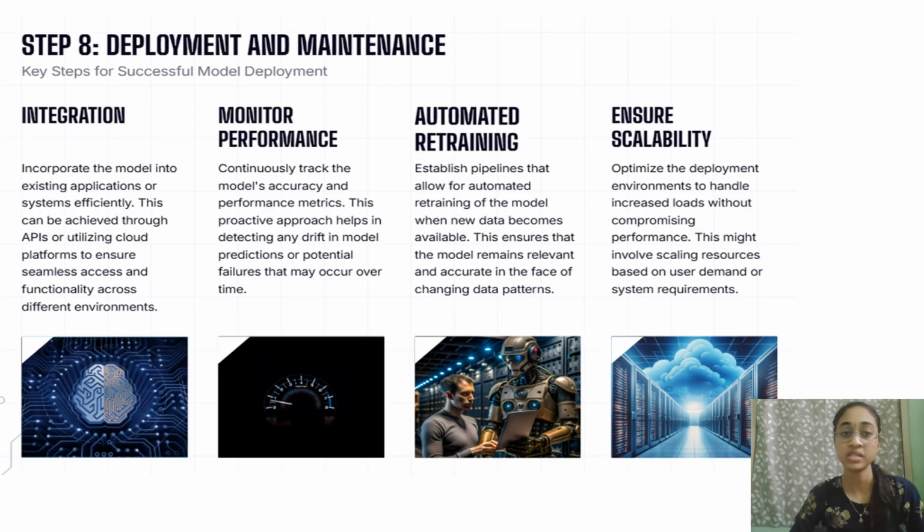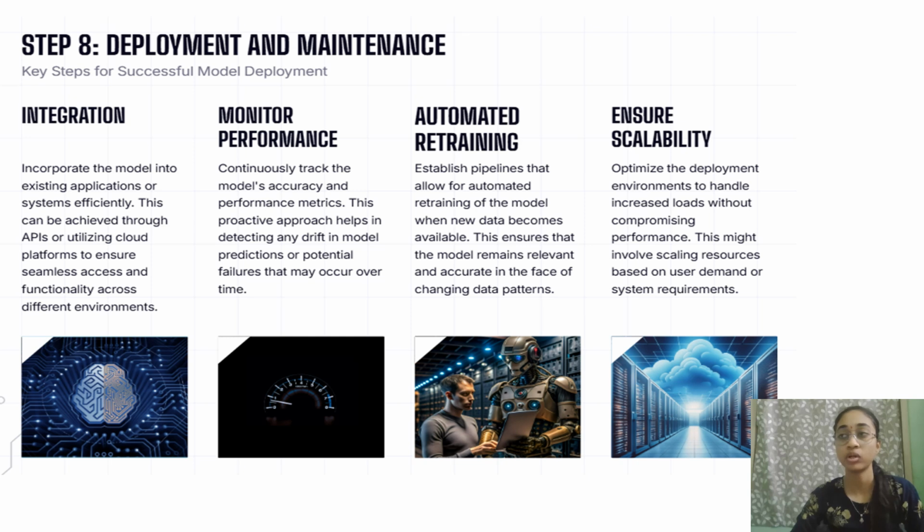So our final step is deployment and maintenance. Deployment is nothing but putting the trained model into production so that it can be used in real world applications by every user. Maintenance involves monitoring the model's performance, updating it with new data, and ensuring it continues to work well over time.